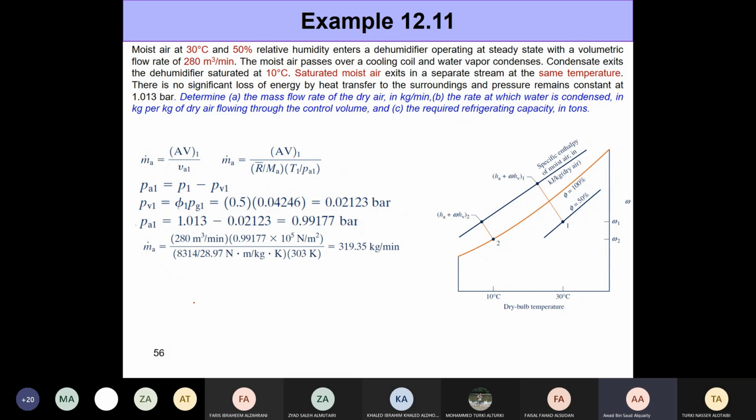And this is exactly what we need to do here. When you do the math, this is what we get. So the mass flow rate of dry air is calculated. That's part A done.